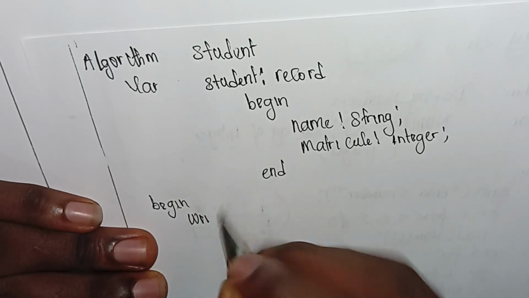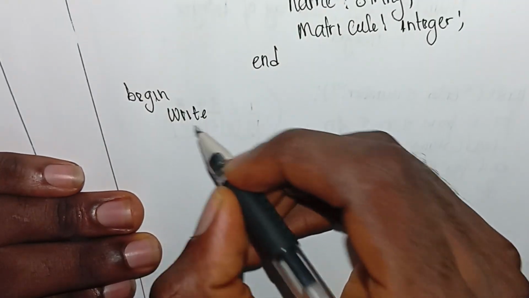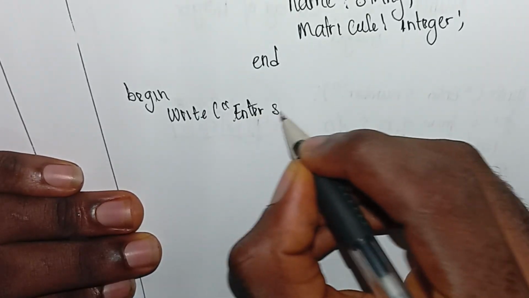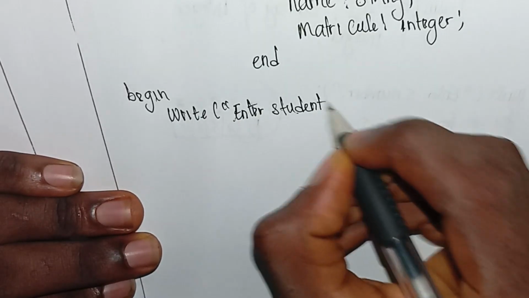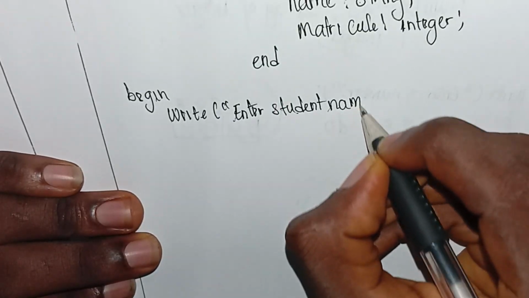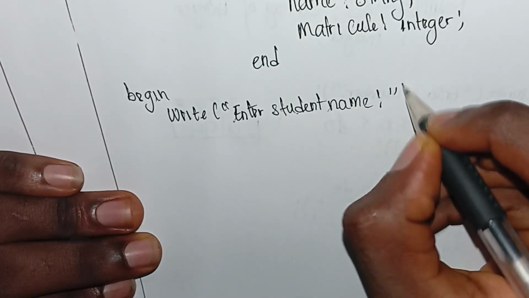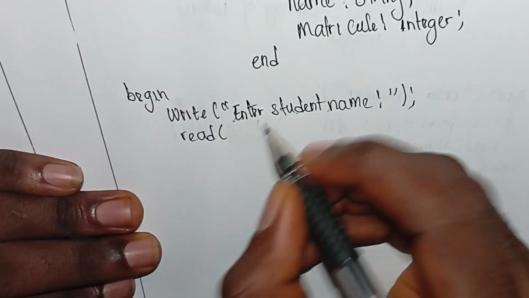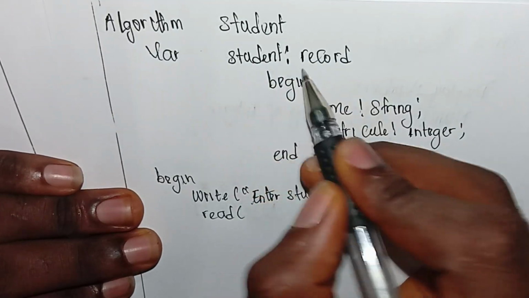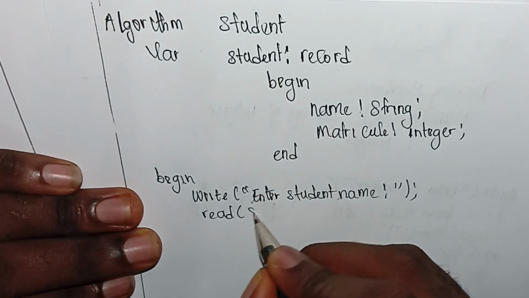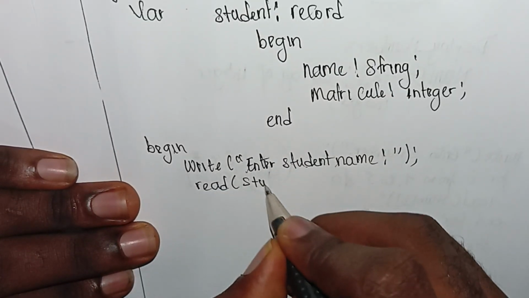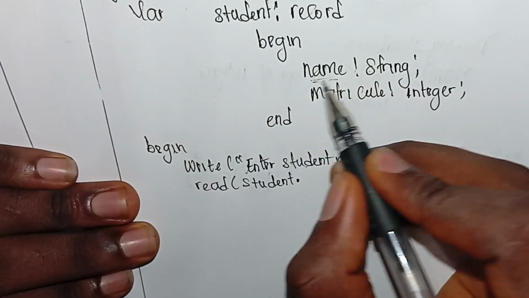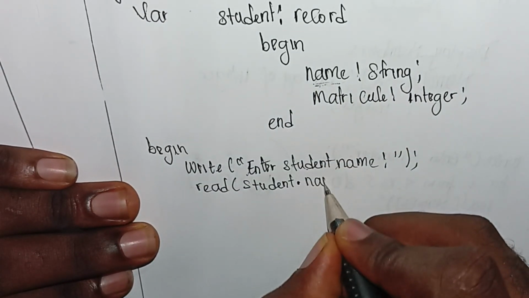So we're going to write enter student name. Now we're going to read the name of our record, that is student, dot the data in that record we want to collect, that is student dot name.